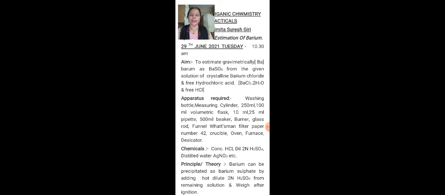The aim of this experiment is to estimate barium gravimetrically as barium sulfate from the given solution of crystalline barium chloride and free hydrochloric acid. So the solution which is supplied to you is unknown. It has barium chloride and free hydrochloric acid, and we get the product barium sulfate to estimate the barium.